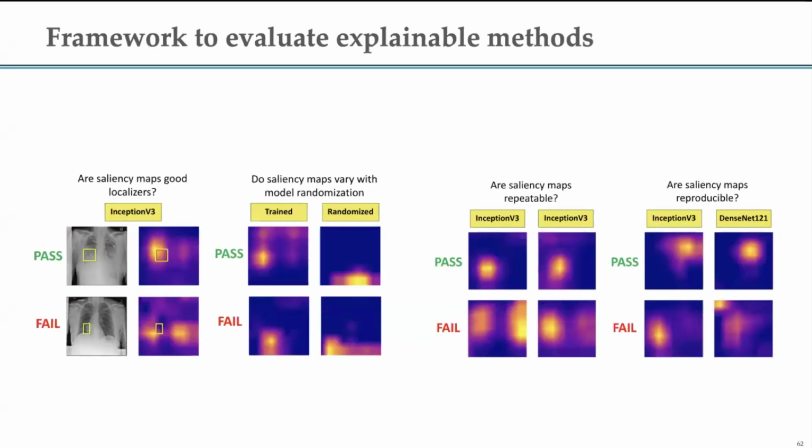So some of a framework that we've come up with and that's been working for us is, are they good localizers? So for instance, if you have a data set where you have ground truth, either in the form of bounding boxes or segmentation, how often are the highlighted areas reflective of the true area of pathological concern? The other question is going back to the model randomization. And then there's a question of repeatability and reproducibility.